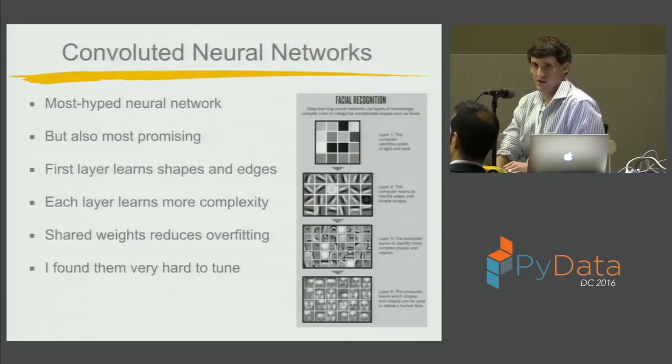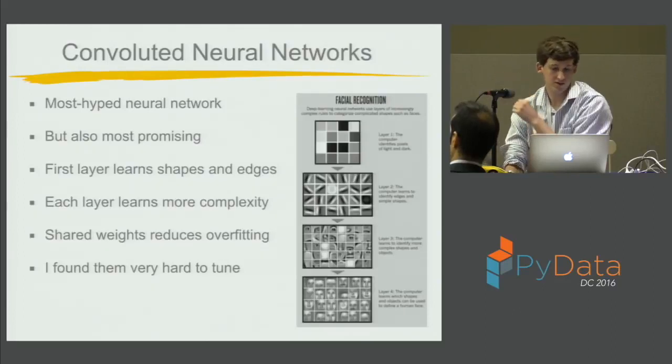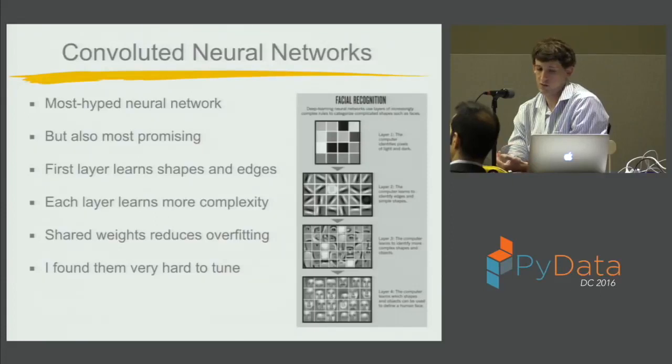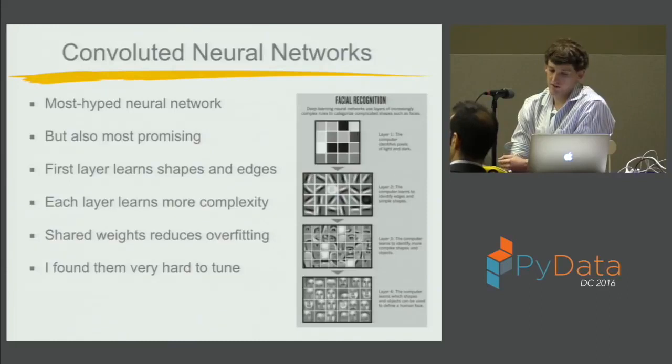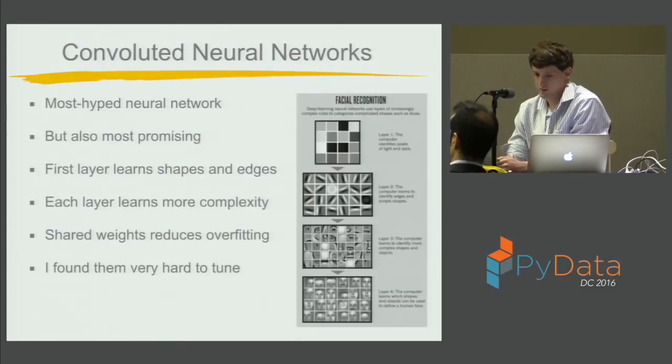Okay, so I'm going to talk about the different flavors of neural networks. Convolutional neural networks are literally convoluted and hard to understand, but they're also literally doing convolution. Basically, the way they work is you have your first layer, and subsequent layers learn more and more complex features.